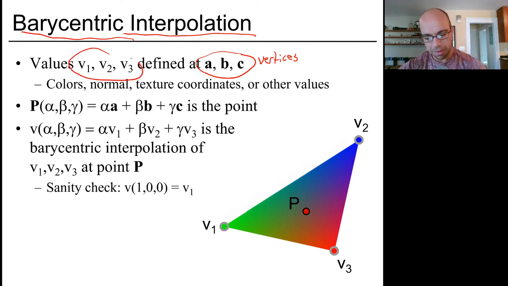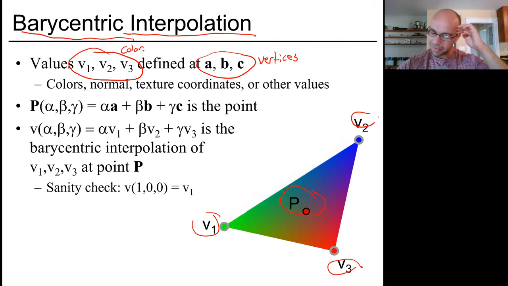So some values, V1, V2, and V3. The very typical example would be color. So for example, maybe I write them as RGB values. And now my goal here is to interpolate those values to the interior of the triangle. So I want to know what is the color of the triangle at point P, given the colors of the vertices, and some assumption that the color moves smoothly along the face of the triangle.